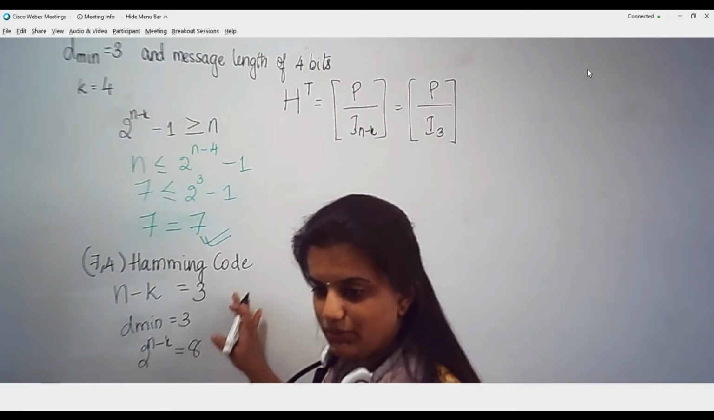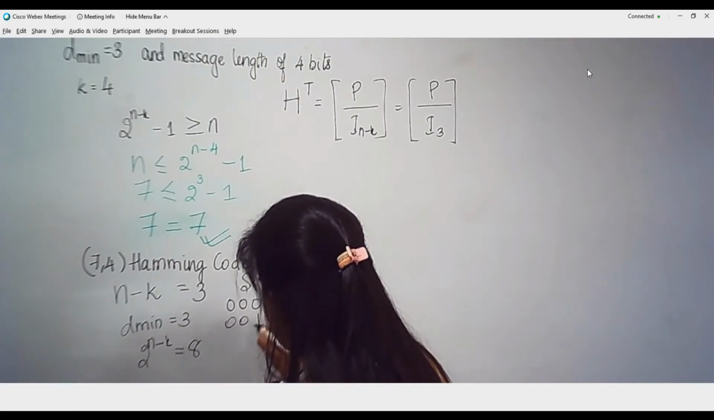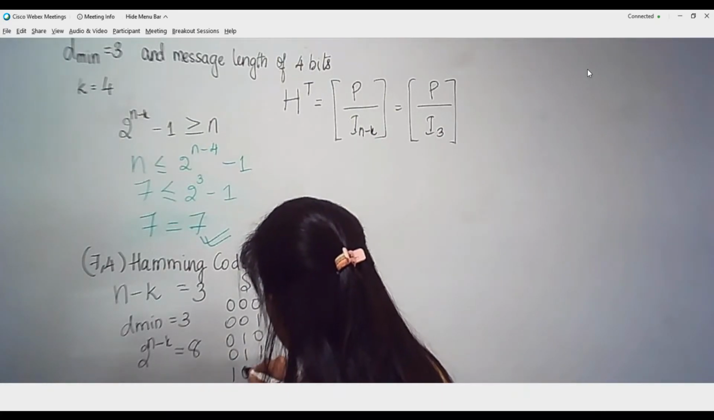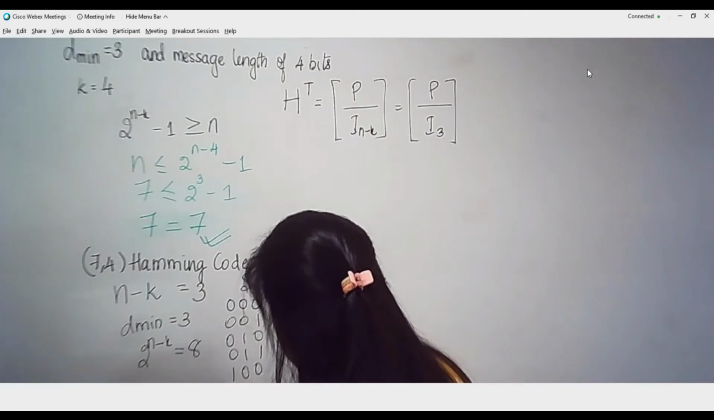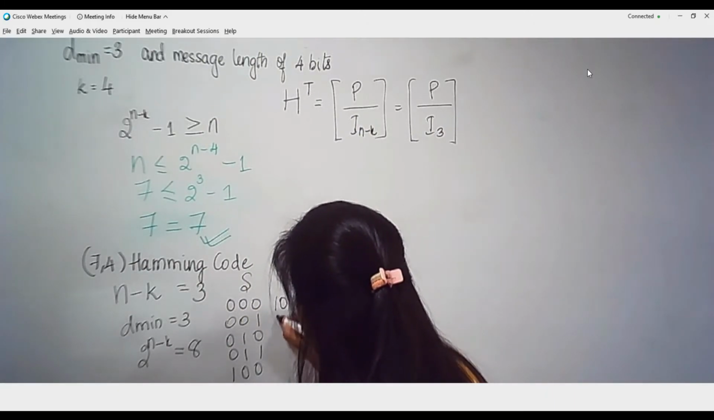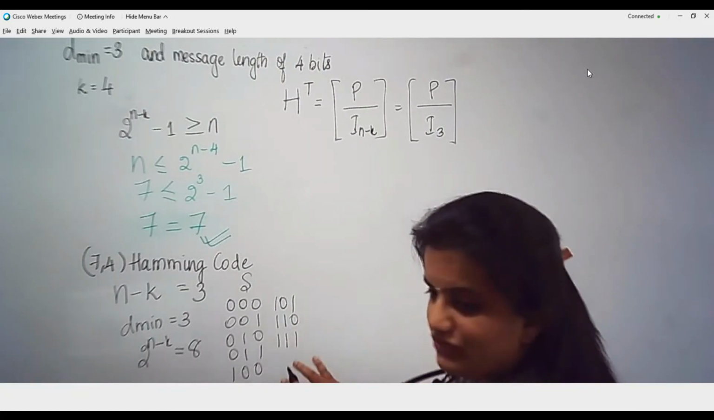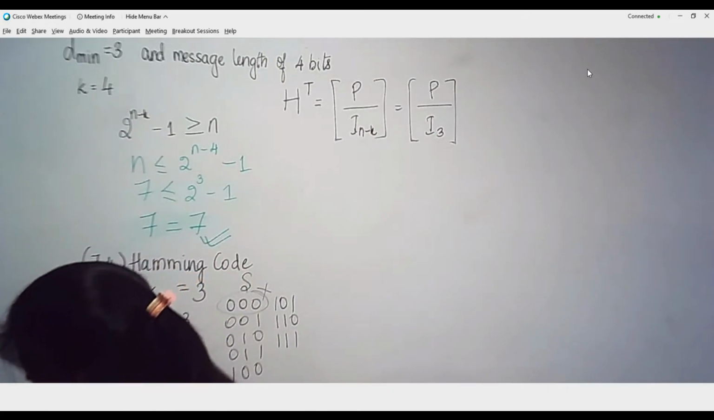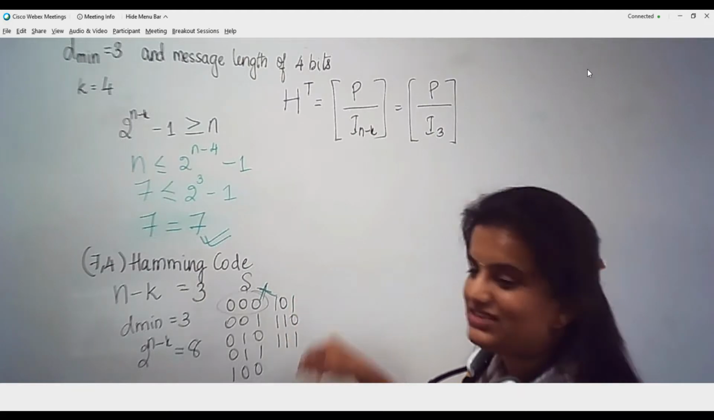Now let me write all the possible combinations of the syndrome vector over here, which is 000, 001, 010, 011, 100, 101, 110, 111. I don't think you are seeing the last 3, I'll rewrite over here: 101, 110, 111. So these are the 8 possible combinations. Out of these 8, this one is ruled out. We are not going to consider the all-zero combination. The rest, I am left with only 7 combinations.